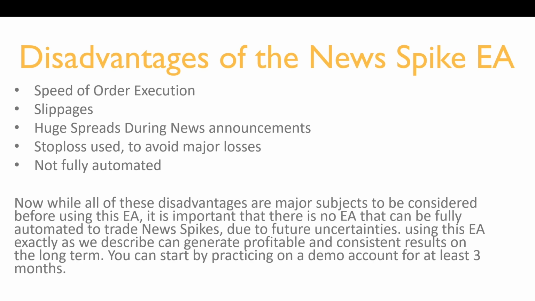Right now, while all of these disadvantages are major subjects to be considered before using this EA, it is important to note that there is no EA that can be fully automated to trade news spikes due to future uncertainties. For example, we know that for a while now, the Fed has been keeping the interest rates stable, and during the FOMC announcements, there is usually not much volatility around that time. So, as a trader who is aware of that, I wouldn't trade the FOMC for now.